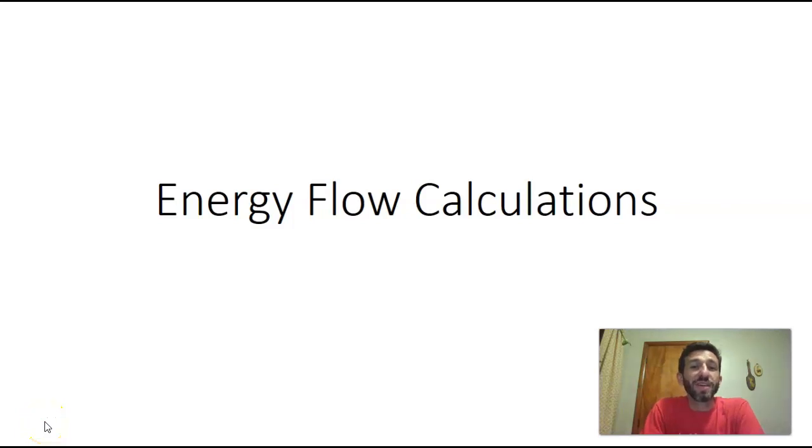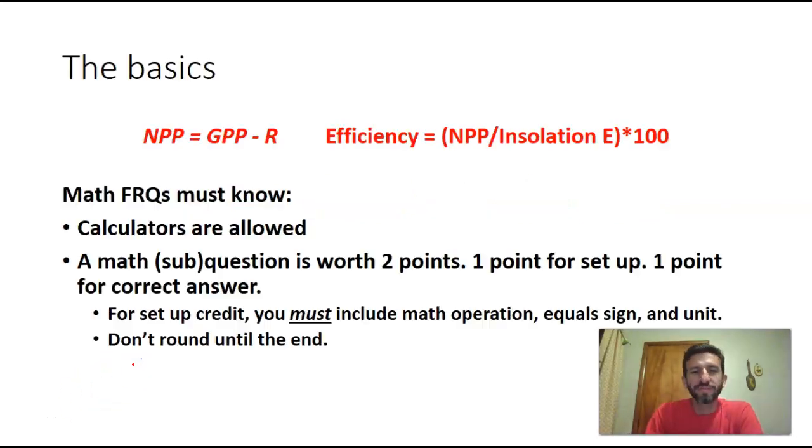Hey guys, so today we are going to learn how to do calculations for energy flow through trophic levels in an ecosystem. Okay, so let's just jump into it and get started. Here we go. So you have here two formulas that we're going to use. Okay, so this first one over here says NPP equals GPP minus R. So what does all that mean?